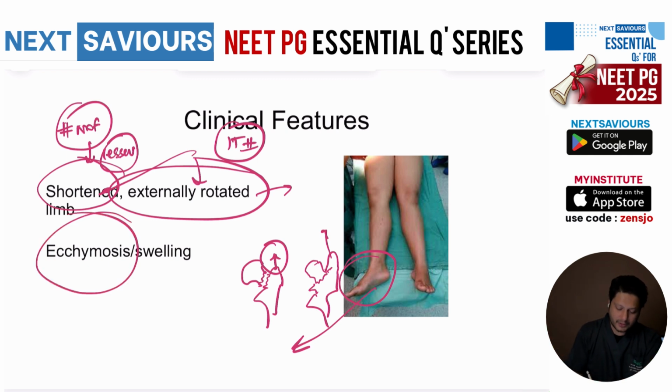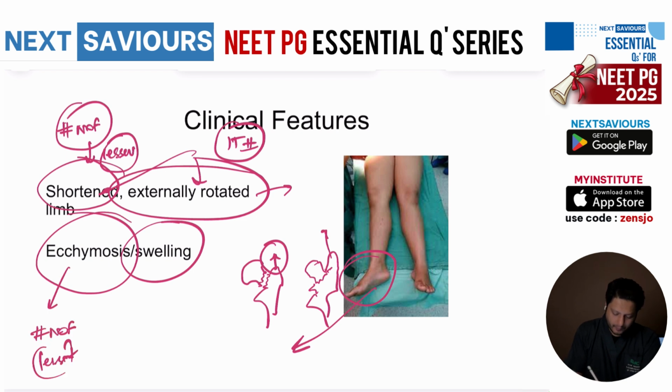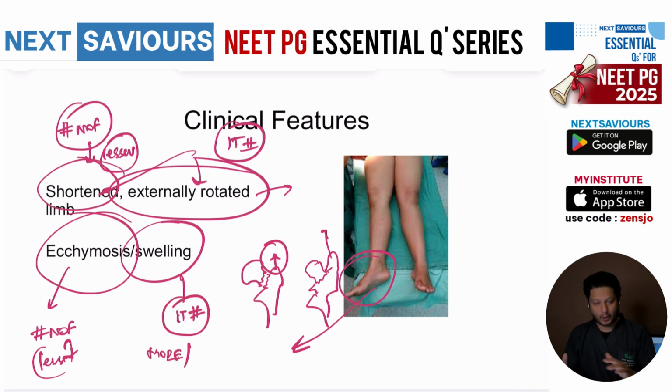Next, ecchymosis or the swelling. You see, in case of fracture neck of femur, again, because they are intracapsularly lying fractures, there is lesser ecchymosis and lesser swelling. While in case of IT fracture, there will be more ecchymosis and there will be more swelling. Why? Because these are extracapsular fractures, there will be more bleeding, there will be more tissue edema. So this is how the clinical features are going to be identified.